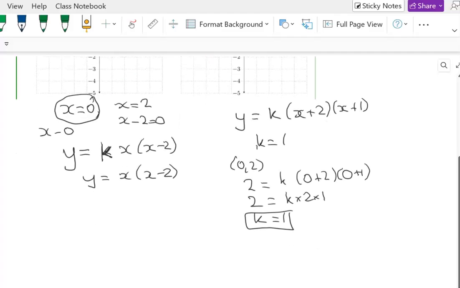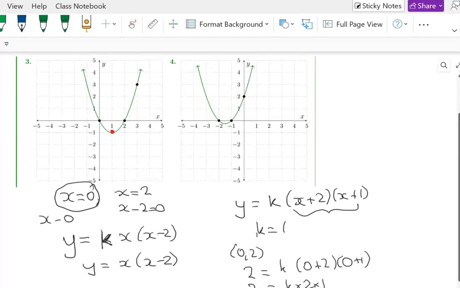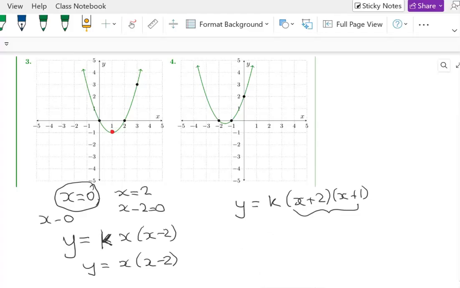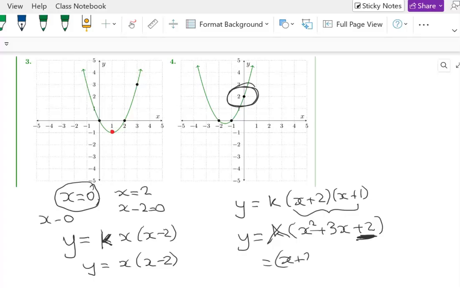Or the other way we could do it is we could look at what we get when we expand this out. And for easier ones, this is a nice way to do it. So we know that my function will be k times x squared plus 3x plus 2. Now we're given the y-intercept, which is at 2. And we can see we've got exactly the right y-intercept in here if k is equal to 1. So that's another way to quickly work out if we don't have a scale factor that's different from 1.